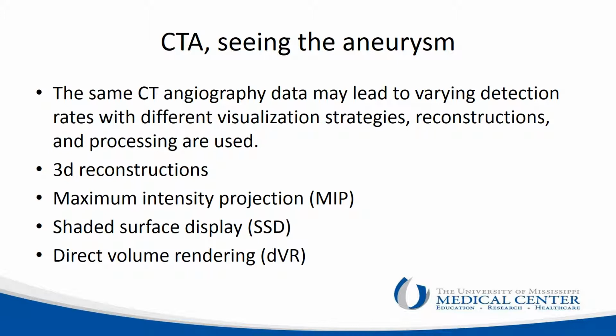Seeing the aneurysm on CTA is going to depend on the images that we have for the CT examination, how they're reconstructed, what planes you're looking at. There are different things we can do. There are 3D reconstructions, there are maximum intensity projections or MIPs, and then shaded displays and volume rendering.